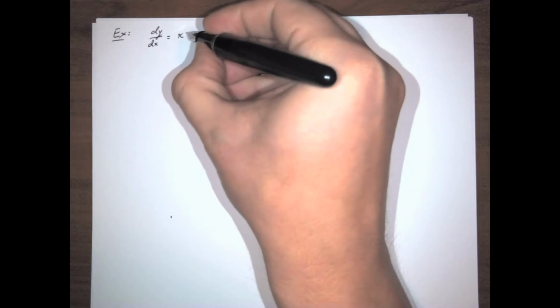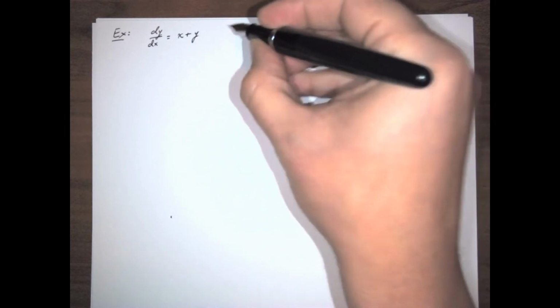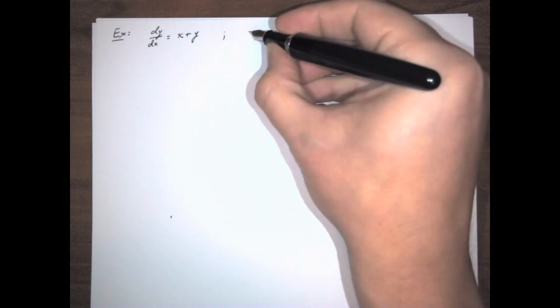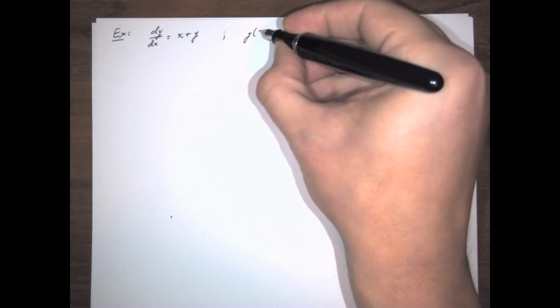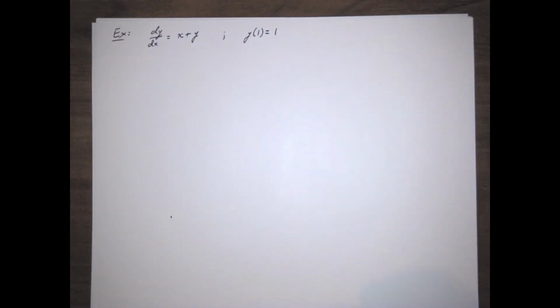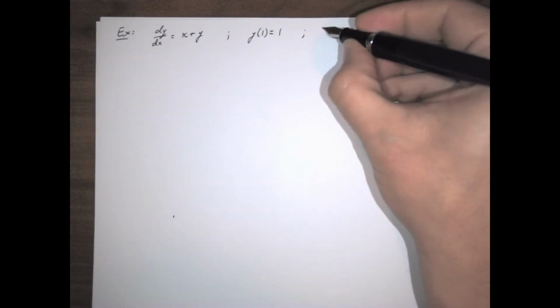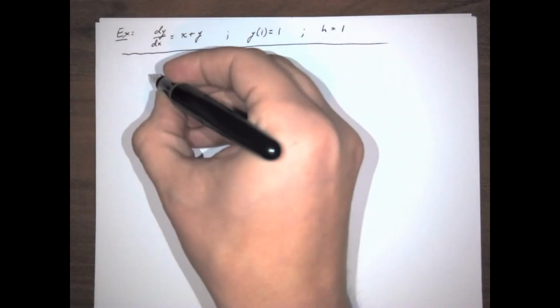Let's just take the differential equation x plus y. Let's just take as an initial condition, so another way you can write the initial condition is in this form, which is good to see a variety of these things. So there's the initial condition, y of 1 equals 1. And let's just say h equals 1, just to make things nice and easy as much as we can.